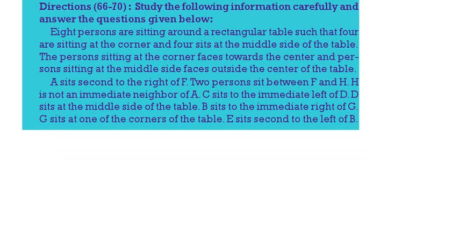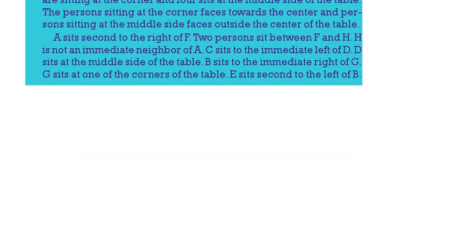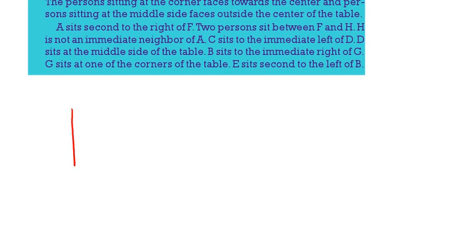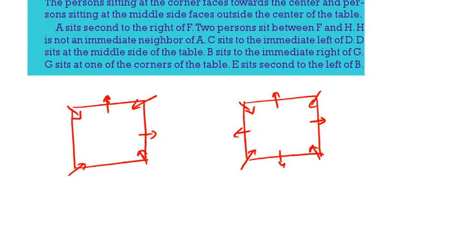Now there are totally 8 persons sitting around a rectangular table. Those sitting at the corner face the center. Those sitting in the middle face outside. So draw 2 rectangles or 2 squares like this. The corners are facing the center, and the middle ones are facing outside.